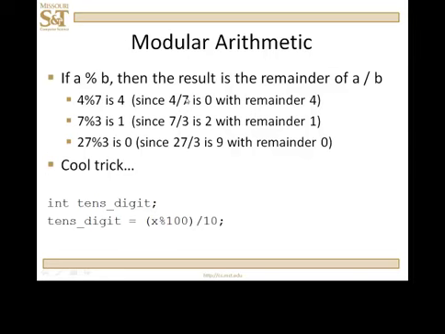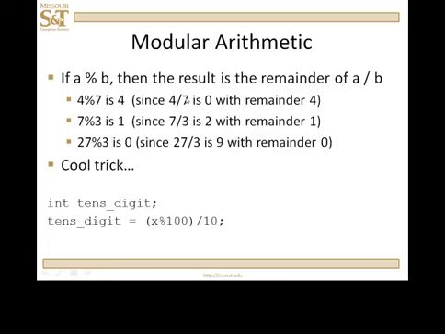27 mod 3 is what? Well, 3 goes into 27 exactly 9 times, and the remainder is 0. So 27 mod 3 is 0. Now, why is this useful? Well, you're going to find it to be useful in many, many situations.